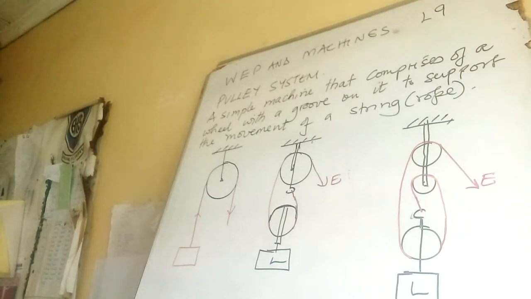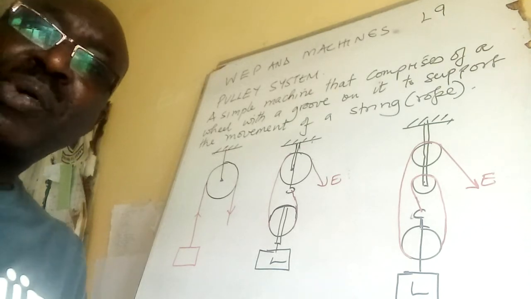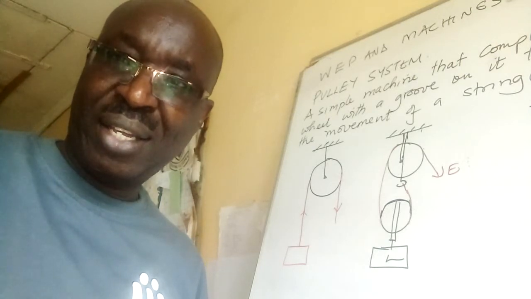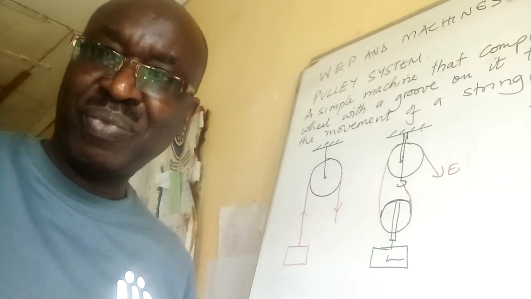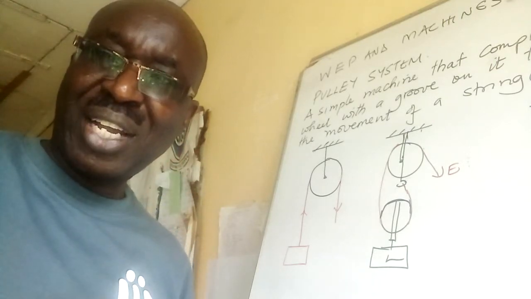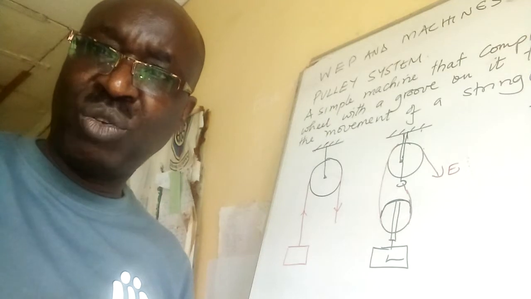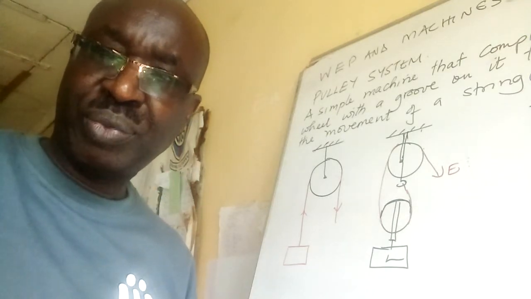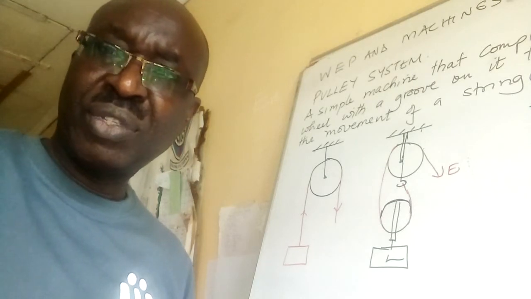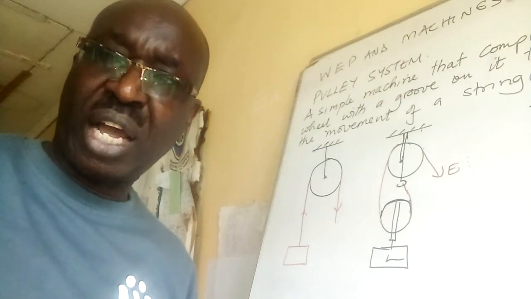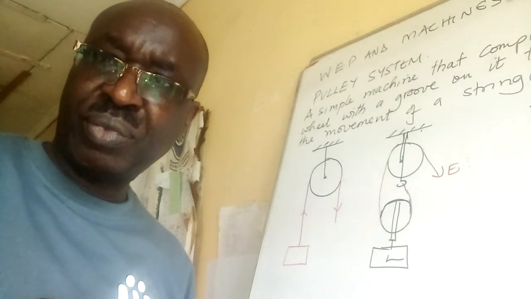You can have it: a simple machine that comprises of a wheel with a groove on it to support the movement of a rope or a string. So the basic thing is that you have to get the shape of the pulley correctly. If you look at bicycles, the rim of the bicycle can be used as a simple pulley if you put a rope on that groove, the rim of a bicycle. So in the laboratory, you have a groove, and this wheel is free to rotate about its center.